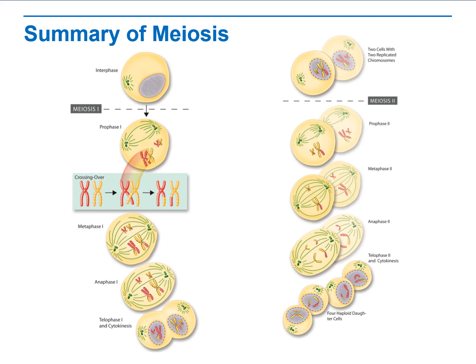Follow along and take good notes as I summarize the steps of meiosis. Remember that meiosis begins with germ cells, the cells that will produce gametes. Gametes are sperm and eggs. Gametes are haploid cells. They have half the total number of chromosomes that a diploid cell has.